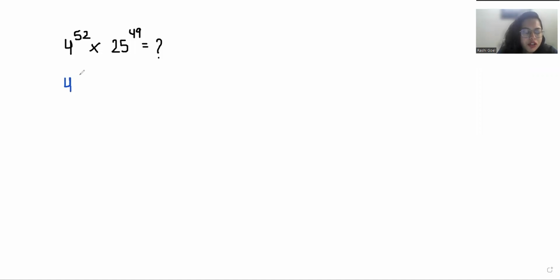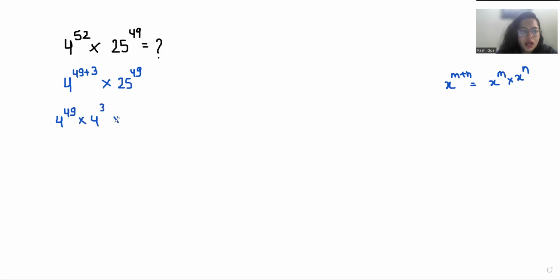So 4 power 52 we can write it as 4 power 49 plus 3 times 25 power 49. Now exponent rule x power m plus n we can write it as x power m times x power n. So 4 power 49 times 4 power 3 times 25 power 49. Now 4 power 3 times 4 power 49 times 25 power 49.